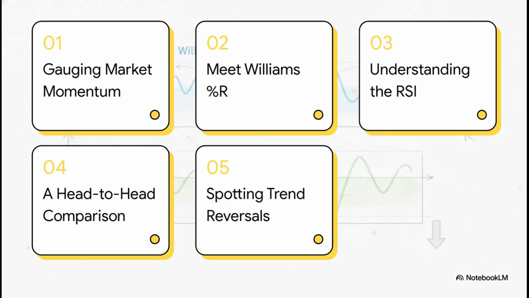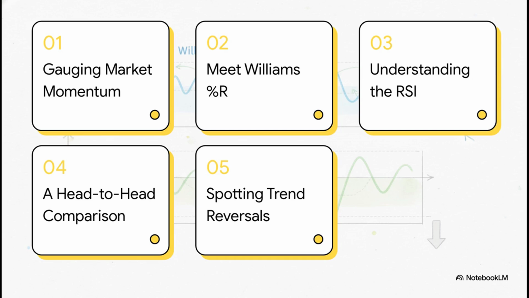Okay, so here's our game plan. First, we'll talk a bit more about gauging momentum. Then we'll get properly introduced to Williams percent R, and then we'll do the same for the RSI. After that, we'll put them side by side for a head-to-head comparison, and finally, we'll get into their shared superpower, which is spotting trend reversals.